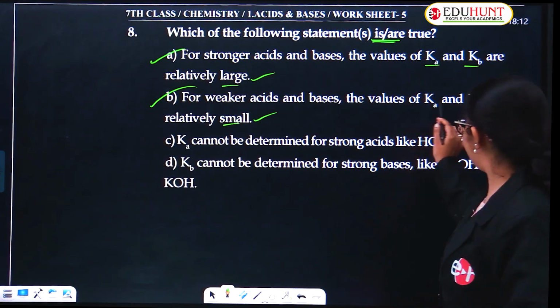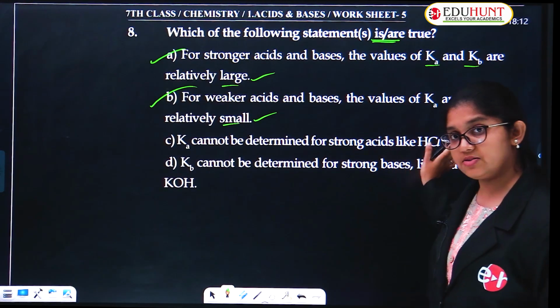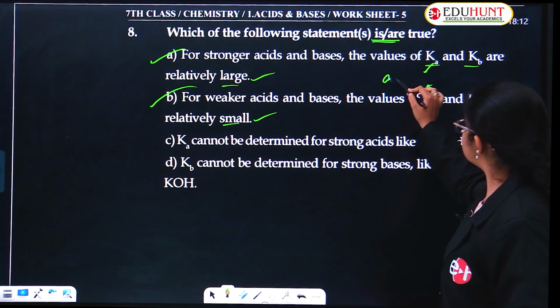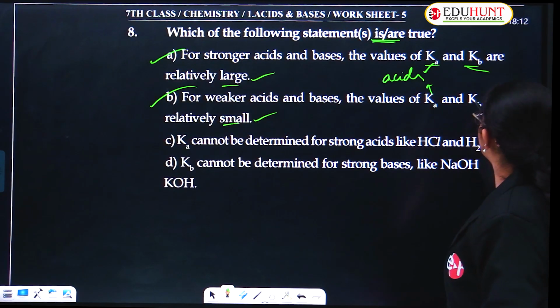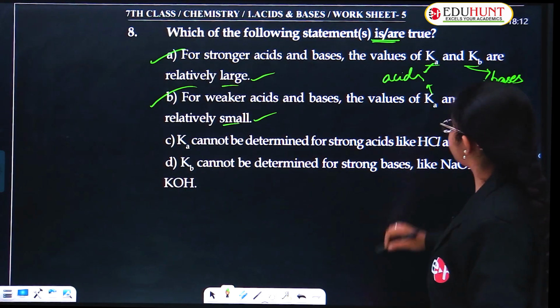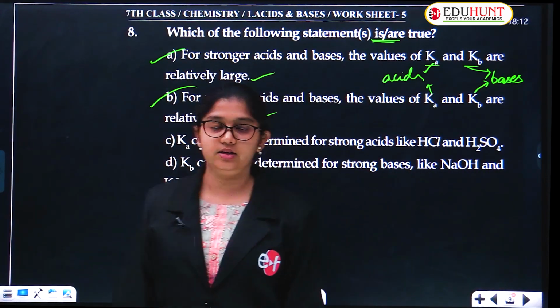Ka and Kb are ionization constants of acids and bases respectively. Capital A, Ka, means for acids, and small b, Kb, is for bases. Very good. Now, option C.